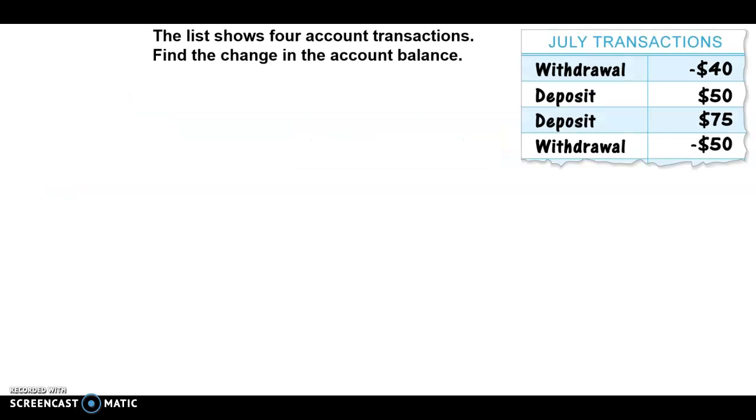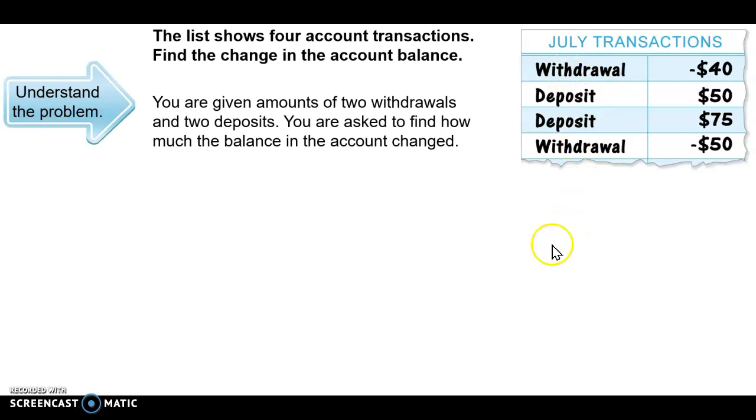Alright, now let's go to a word problem. So here's your transactions from your bank. Withdrawal means you take it out, so that's a negative. Deposits are what you put money in, and withdrawal again, you take it out. So those are 4 transactions in your account balance. So we want to find out what it is. You're given the amounts of 2 withdrawals and 2 deposits. You're asked to find out how much the balance in the account changed.